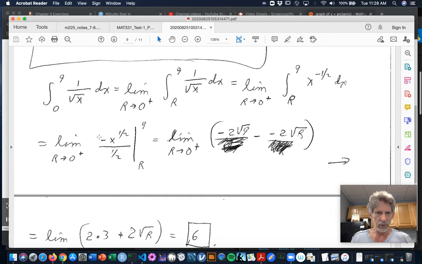So actually, there's a typo here. There should be no negative sign here. Therefore there should be no negatives here and no negative here. So I'm going to take those away when you see these notes.